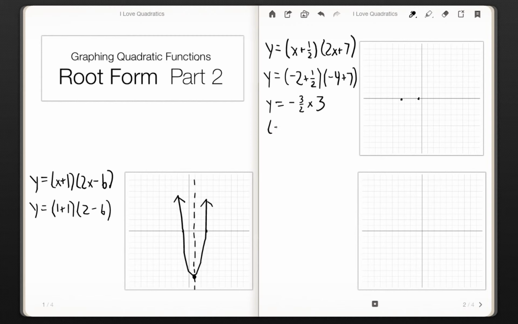-9/2. So the vertex, let's write it out as a point, is (-2, -9/2). And plot that point.